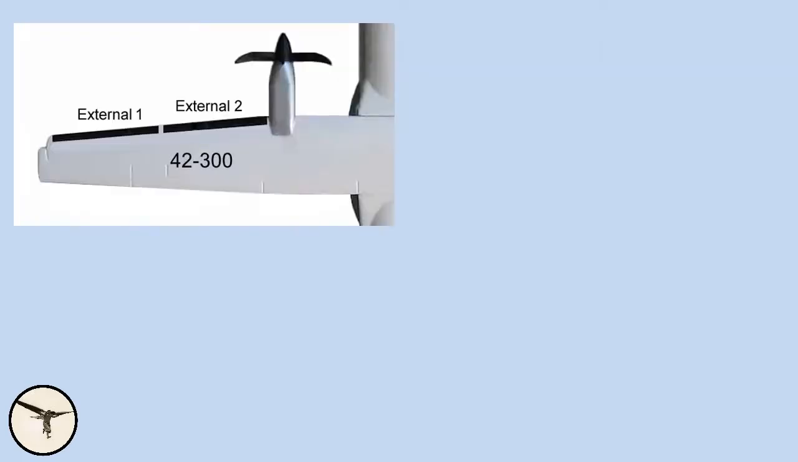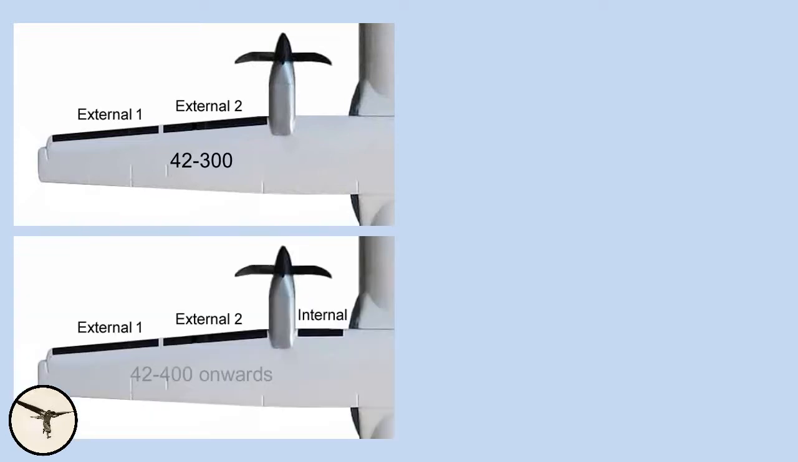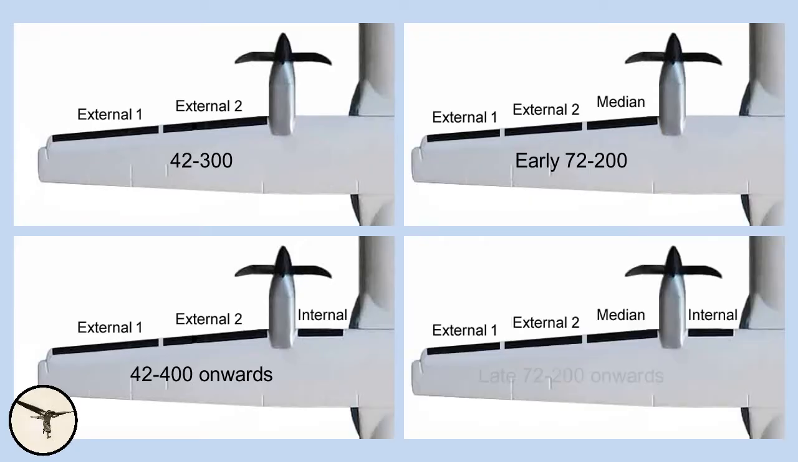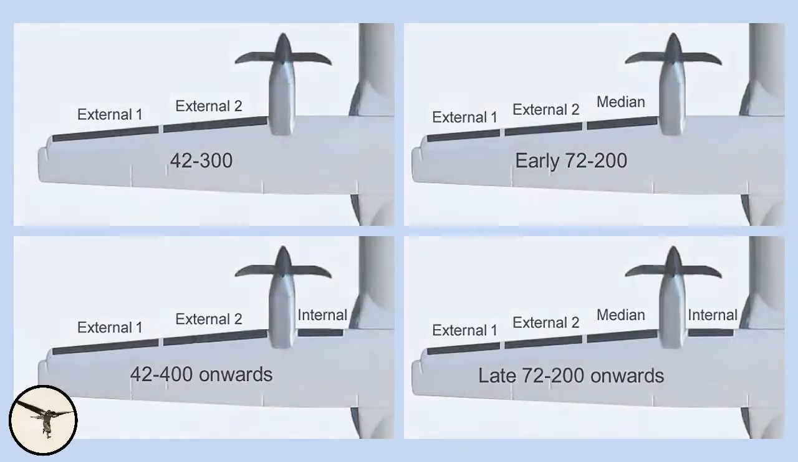The 42-300 has two wing boots outside the engines. Later ATR 42 variants also have inner boots between the fuselage and the engines. Early ATR 72-200s have three wing boots outside the engines, but no inner boots. The inner boots were introduced later on the 72-200 and became standard on later variants.